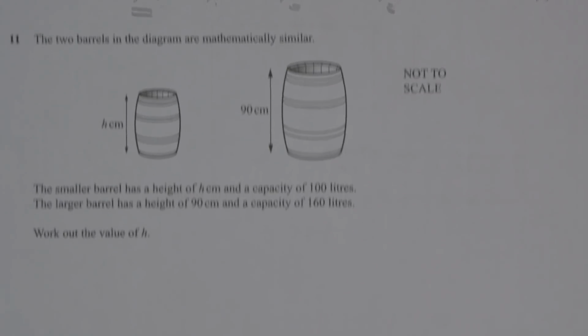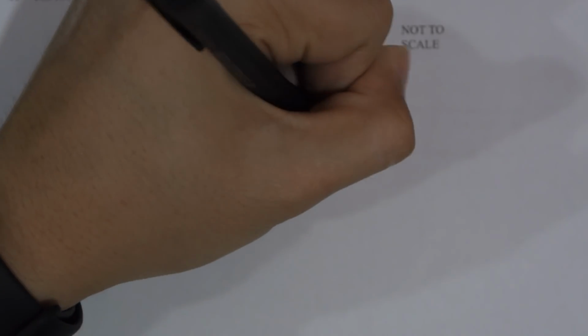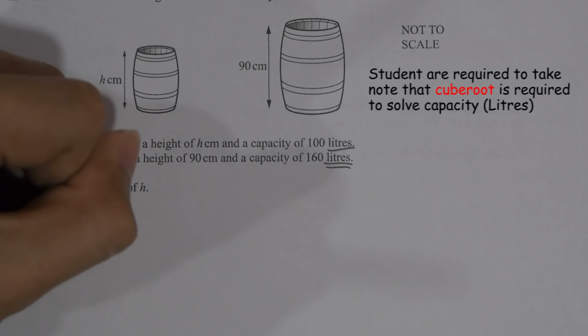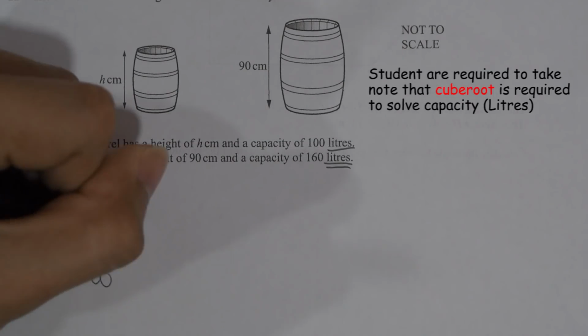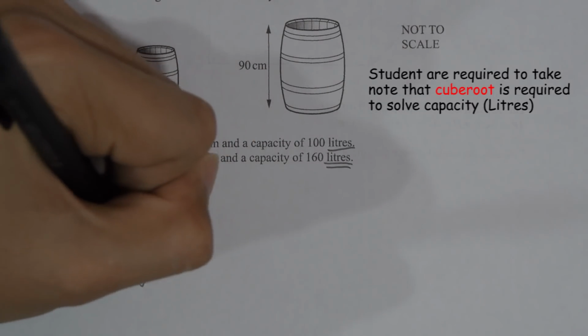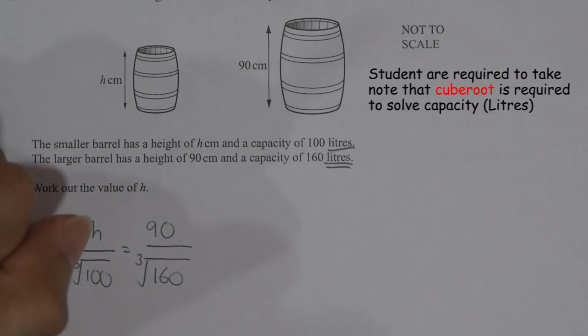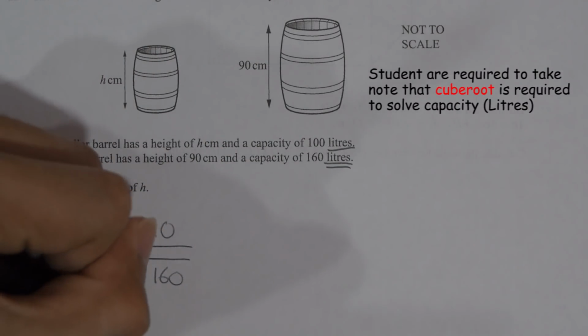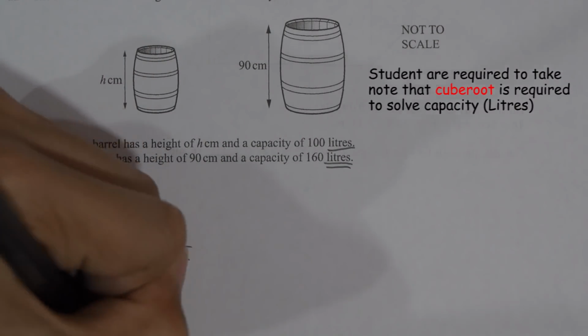So for the following question, the tricky part here is the capacity liters. So for liters, you are required to do a cube root. So cross multiply, then you will be able to find the answer for this question.